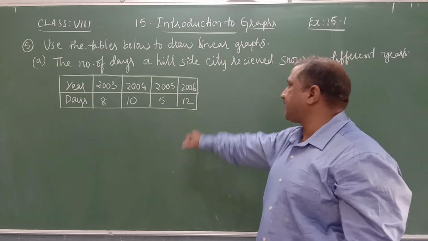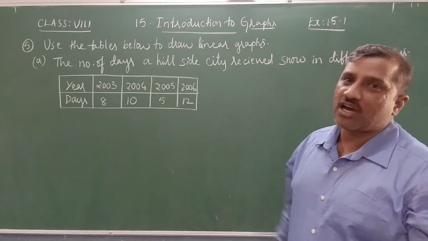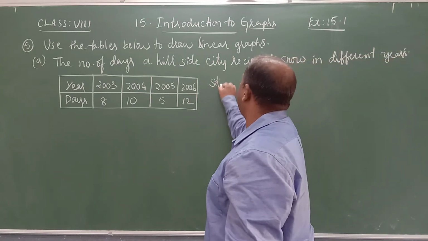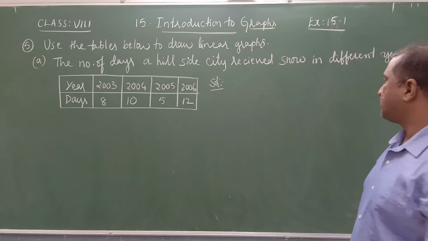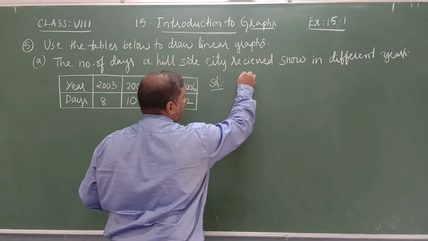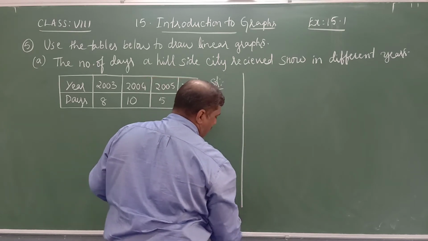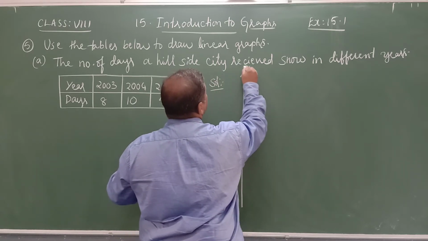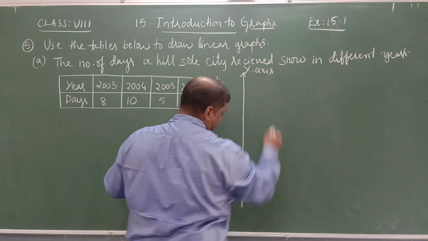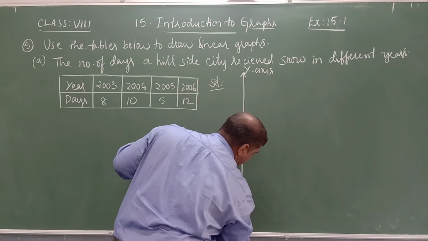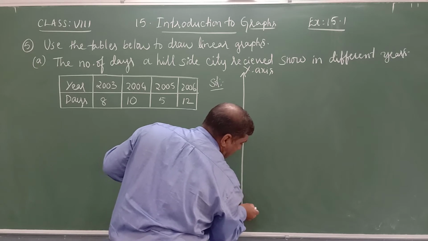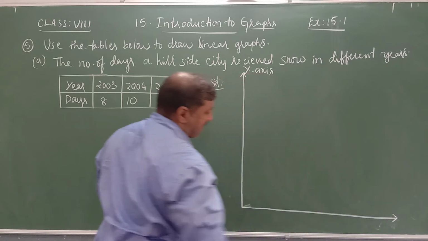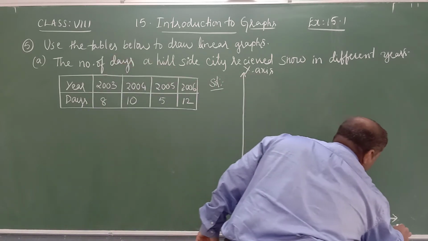And in the year 2006, 12 days are there. So this data we should express in the form of a linear graph. For that, first draw one vertical line and one horizontal line. This vertical line we will treat as the y-axis, and this horizontal line we will treat as the x-axis.